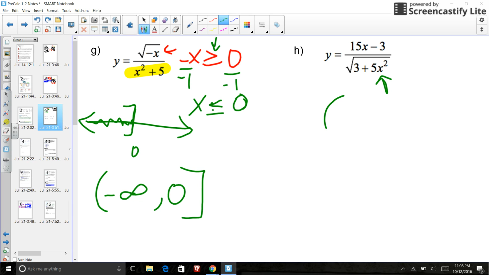So since there's no exclusions, this one's all real numbers, but in interval notation, I say negative infinity to positive infinity.